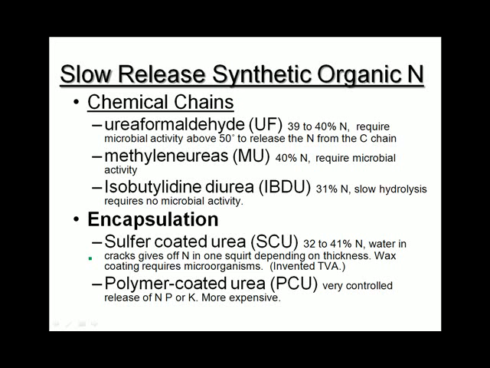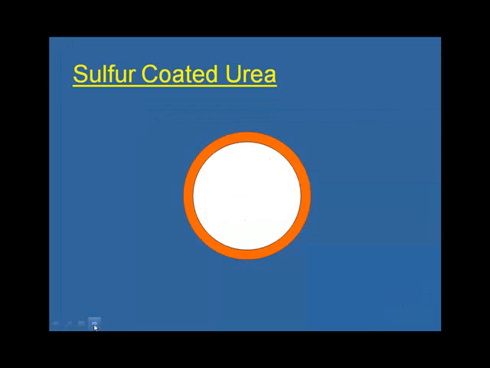Sulfur-coated urea works by moisture. So once we get a little bit of water there on the surface to the plant, the water will go through the sulfur coat. Once it penetrates that coat, it'll move around. Once it hits the urea, the urea will expand, and we get a catastrophic release of nitrogen. So no nitrogen comes out until the explosion, and then the nitrogen all releases. So catastrophic release of nitrogen.